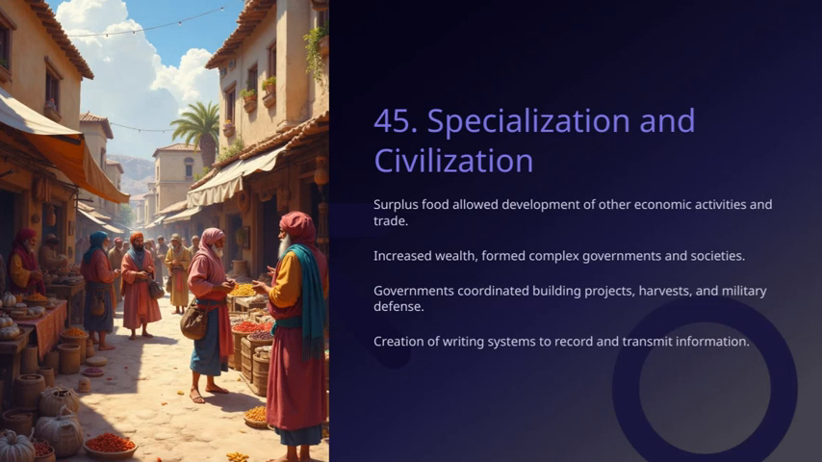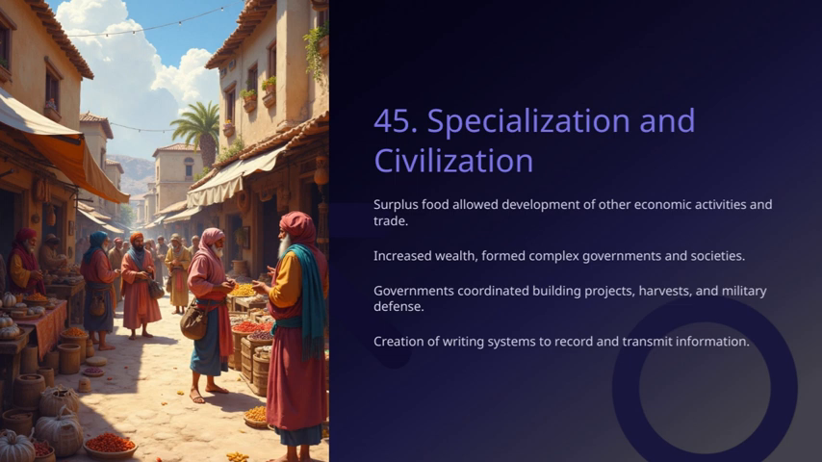So, one of the most important developments in early civilizations was the creation of writing systems. These systems allowed people to record and transmit information across generations, which was crucial for managing complex societies. With writing, governments could coordinate large-scale building projects, organize harvests, and even plan and defend against military threats. This ability to communicate efficiently helped stabilize and expand these civilizations.